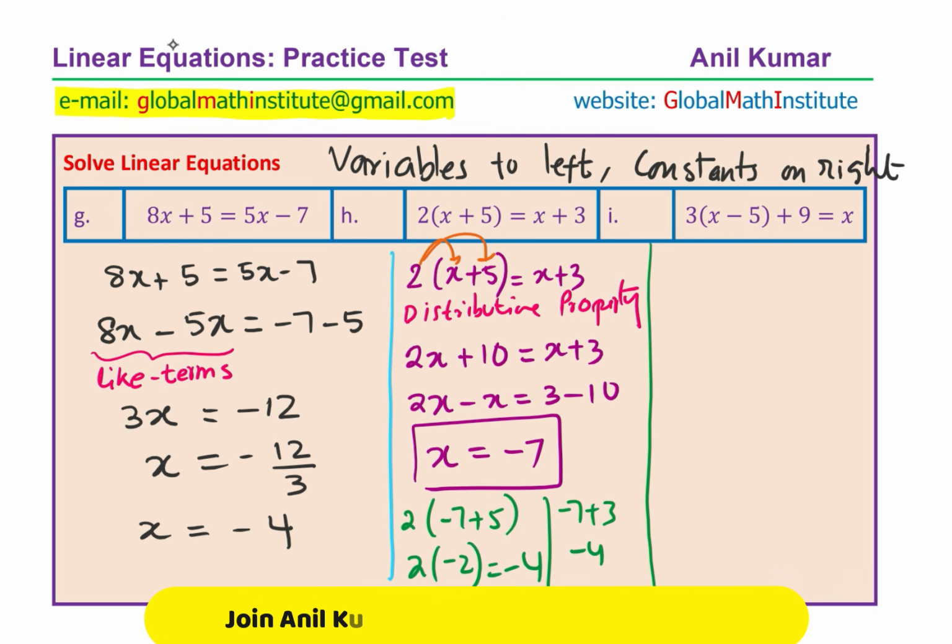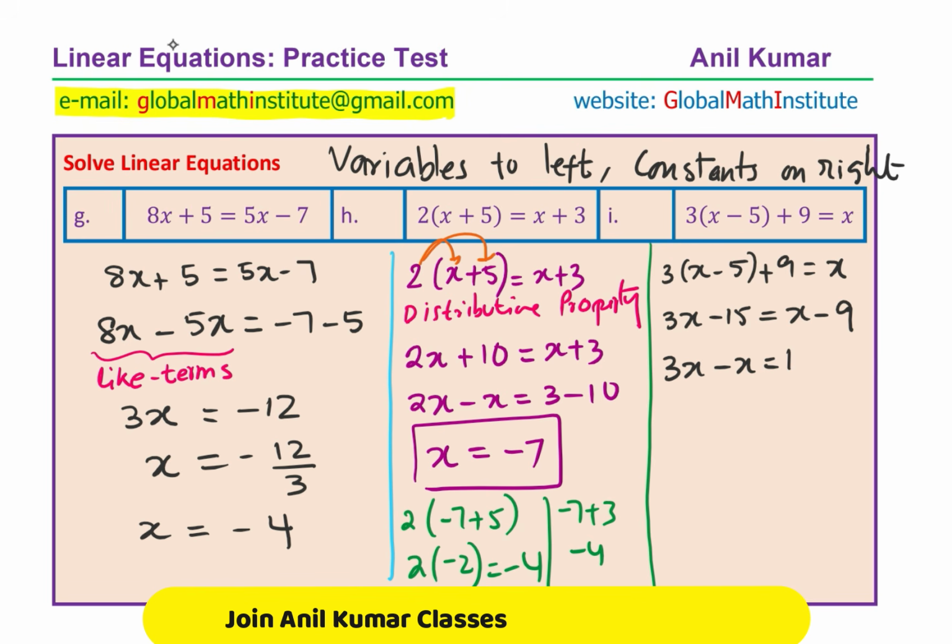Now, we have 3 times (x minus 5) plus 9 equals x. Applying the distributive property, we get 3x minus 15. Take this 9 to the left side, so we'll write it as x minus 9 for now. Bring x to the left side, so we get 3x minus x. 15 goes to the right side, and it becomes plus 15.